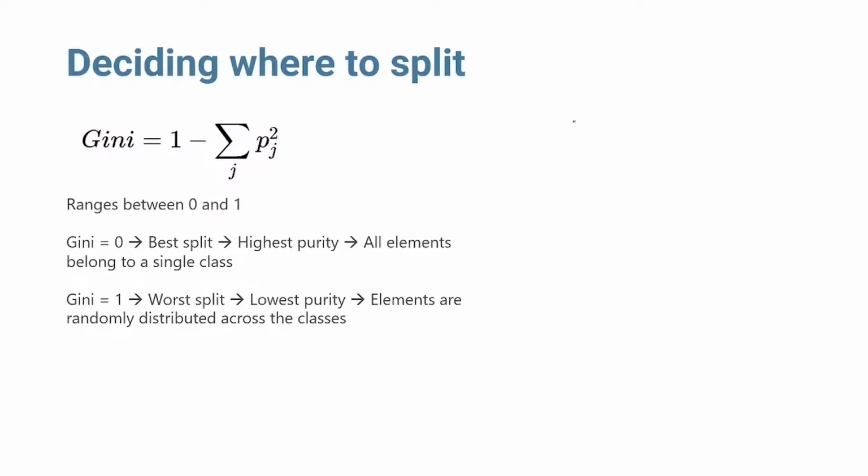So this will just be a quick review. Gini ranges between 0 and 1. When Gini is 0, it's the best possible split. This is also called the highest node purity, where all elements belong to a single class. And Gini equal to 1 is the worst split, or the lowest purity. Elements are randomly distributed across the classes.